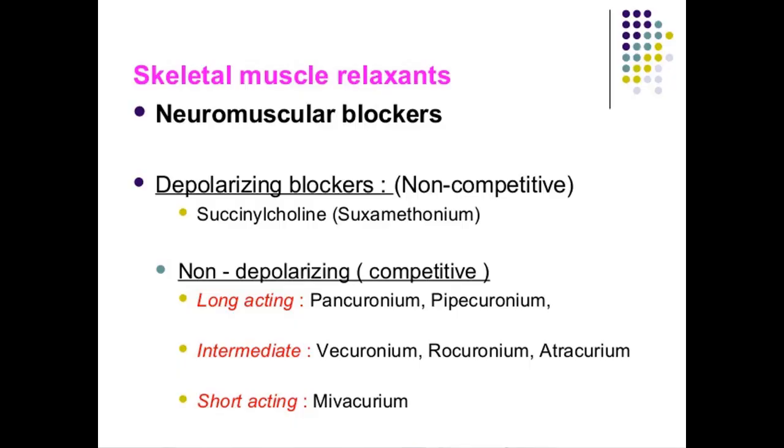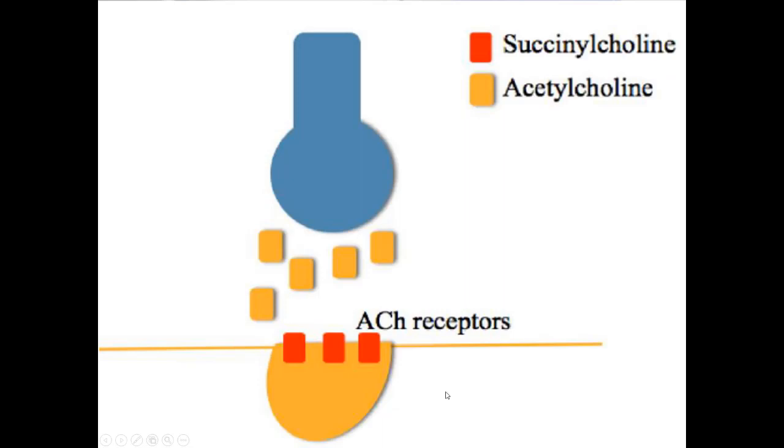Now, about the neuromuscular blockers. Neuromuscular blocking agents are basically divided into two classes, the depolarizing type and the non-depolarizing type. This division reflects distinct differences in the mechanism of action and reversal of blockade.